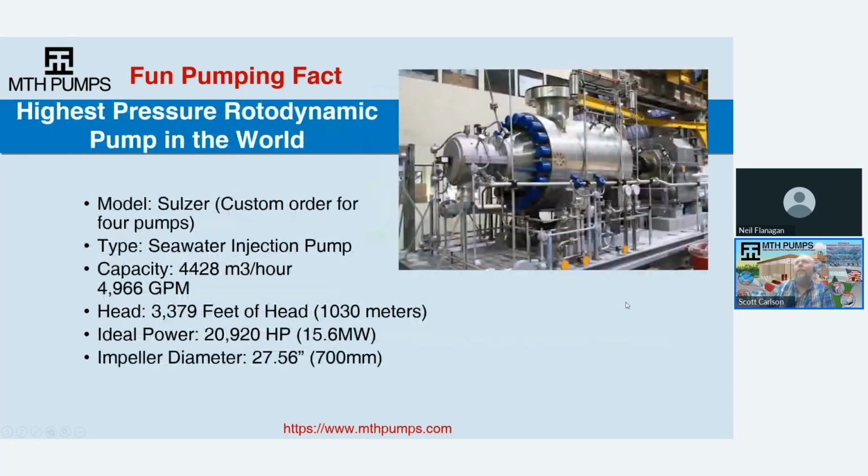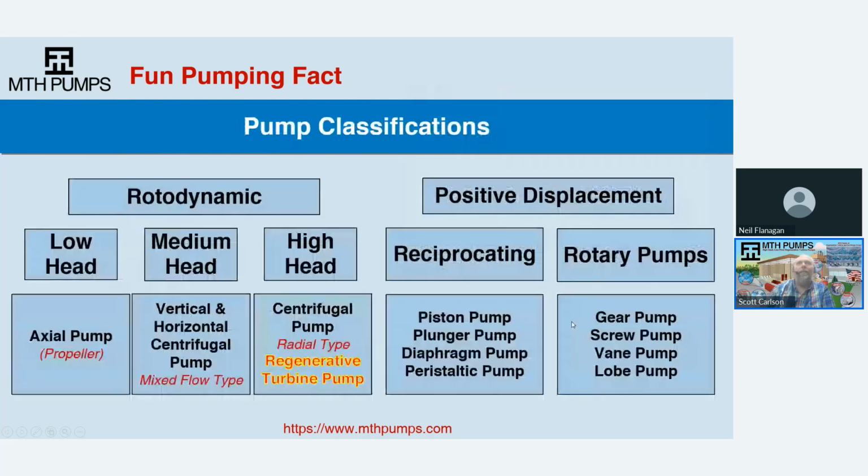And then the highest pressure pump in the world, rotodynamic, does almost 3,400 feet of head and almost 5,000 gallons a minute. It requires over 20,000 horsepower to drive. That's pretty significant. I would have liked to get that order, eh?